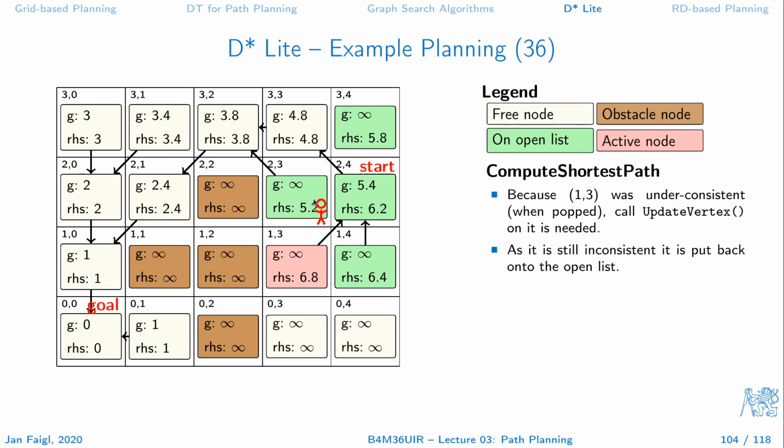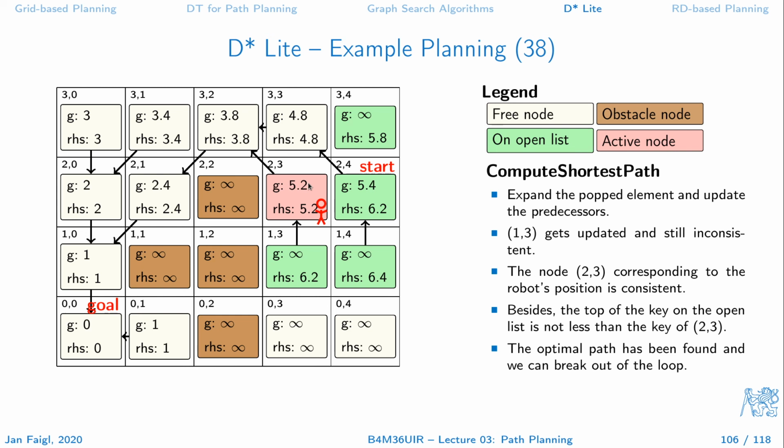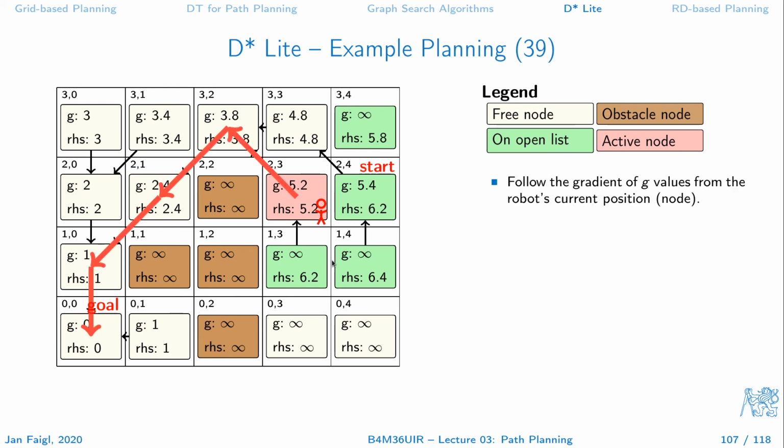And the cheapest now is this one, because the G is still infinity, but one step ahead is 5.2, and it is over consistent because the G is above the one step look ahead, so we can set the G, and we are done with this one, but we need to update the other paths. So we update the neighborhoods. But for now, we already have the shortest path, so that's okay, because that was our new start.